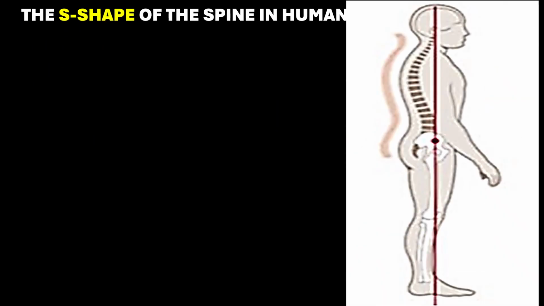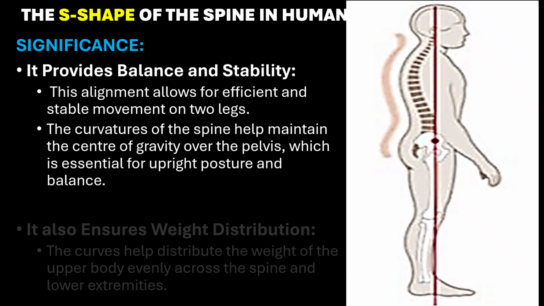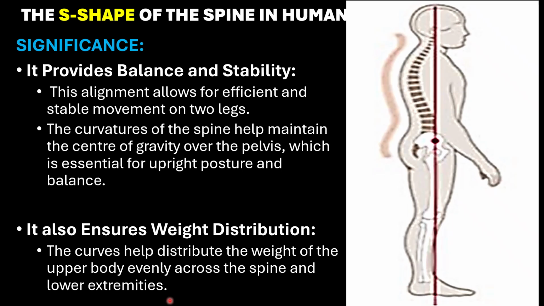We have the S-shaped spine. Now, what is the significance? What's the importance? First and foremost, it provides balance and stability. So, the S-shaped spine provides balance and stability. And this alignment allows for efficient and stable movement on two legs. Then the curvature of the spine helps maintain the center of gravity over the pelvis, which is essential for upright posture.